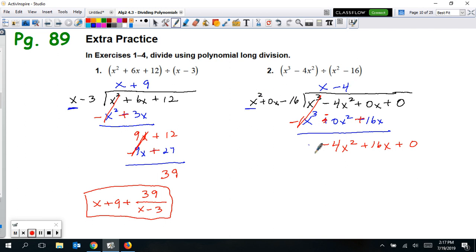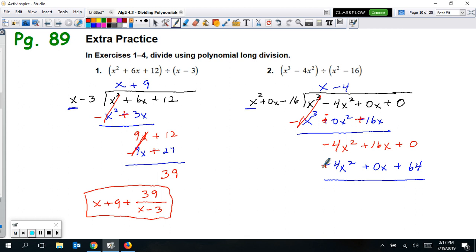So negative 4 times x squared is the negative 4x squared. Negative 4 times the 0x is just going to be 0x. We could put minus or plus. It doesn't matter because it's just a 0. And then negative 4 times negative 16, that will be positive, and 4 times 16 is 64. So we get a 64 there at the end. And then we subtract, which means change all the signs to their opposites of what we just wrote.